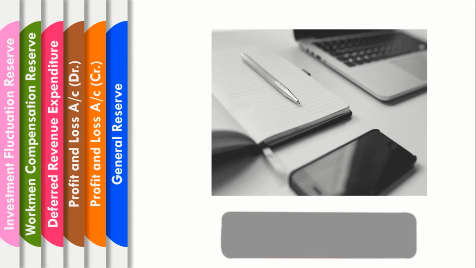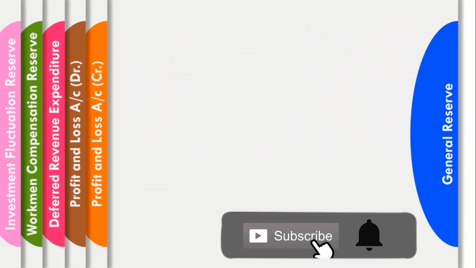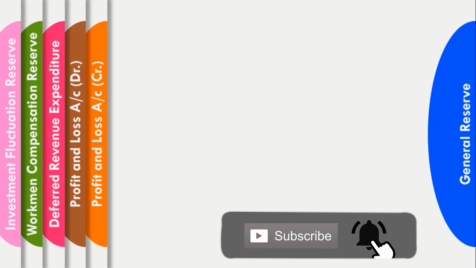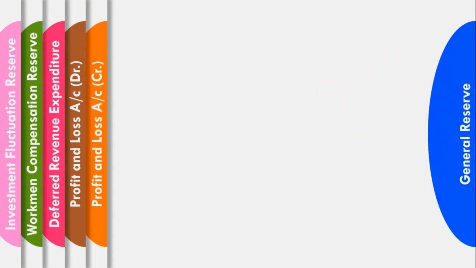Let's begin. First, general reserve. Now, reserve is, as we studied, part of our profit kept aside. And we have already studied that all incomes and gains are credited. It means general reserve has credit balance.